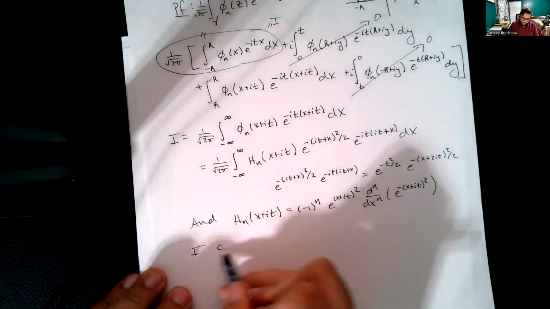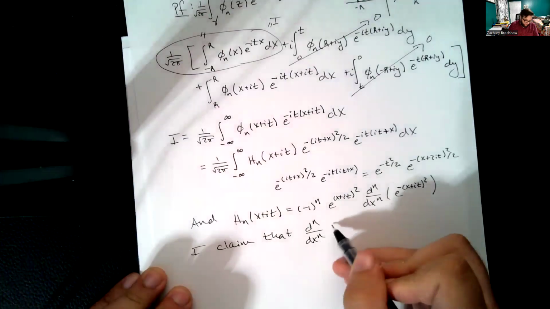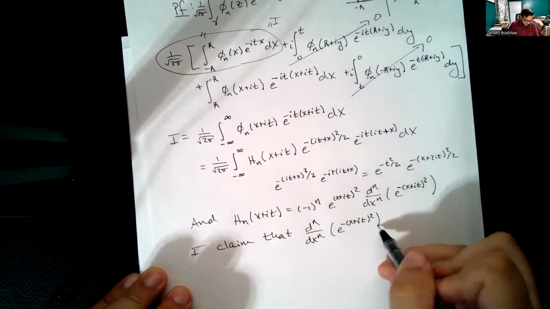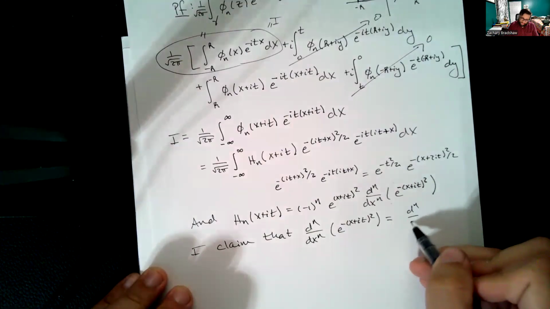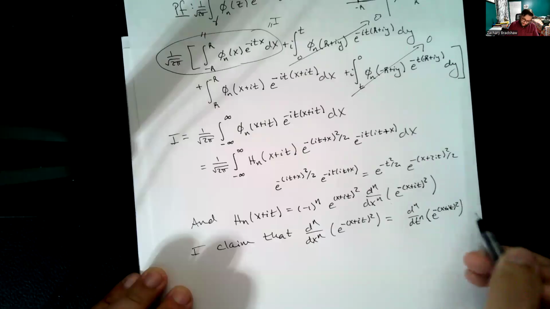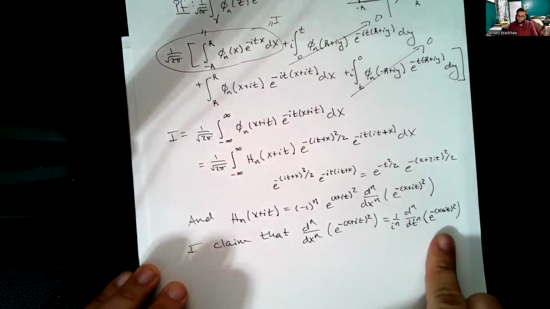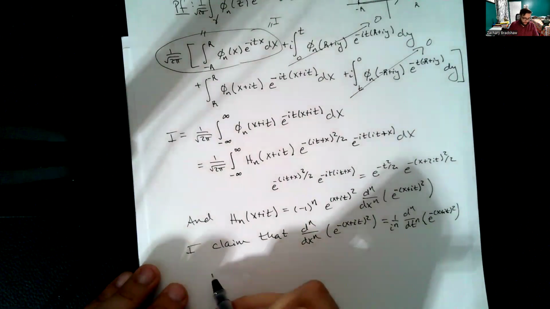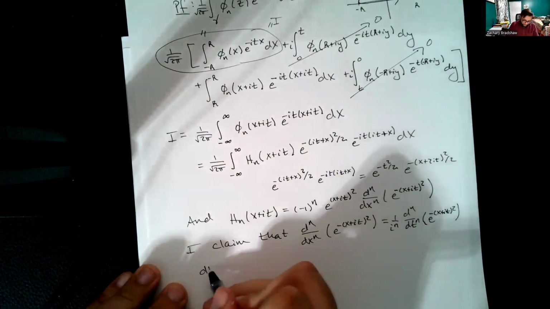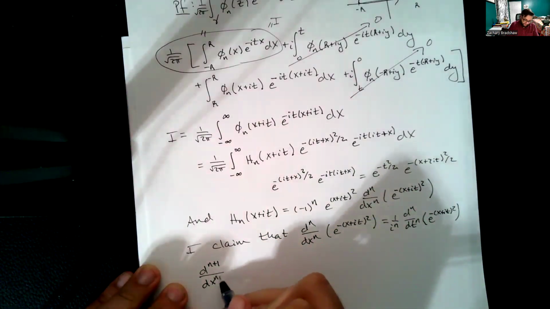And I claim that these derivatives with respect to x can be replaced by derivatives with respect to t at the cost of a 1 over i to the n. So this is certainly true when n is equal to 0. And now we're going to proceed by induction. So we're going to assume that it's true for n, and now we're going to show that it's true for n plus 1.